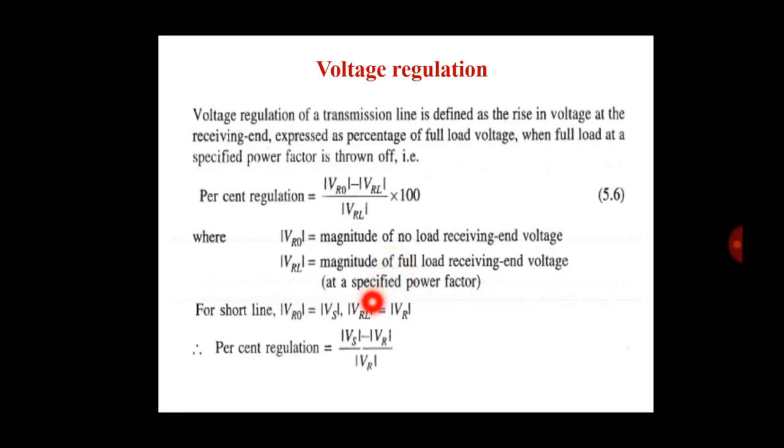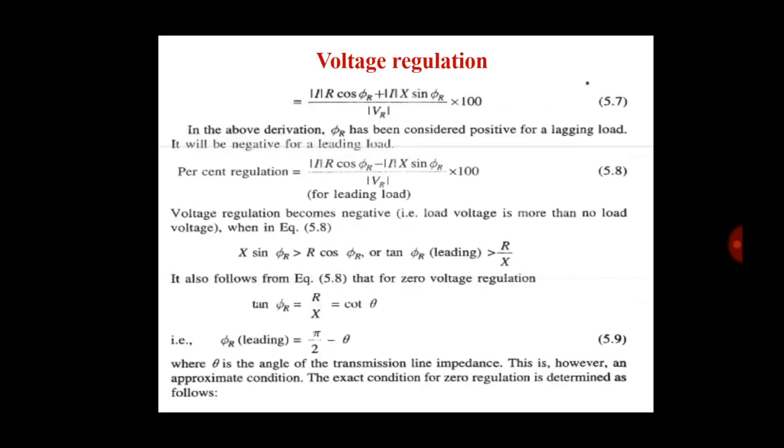Now for a short transmission line, VRO is equal to Vs and VRL is equal to VR. So we write Vs instead of VRO, and VR for VRL. The equation becomes (Vs minus VR) divided by VR. Now put the value of Vs: I R cos phi r plus I X sin phi r, divided by VR, into 100.